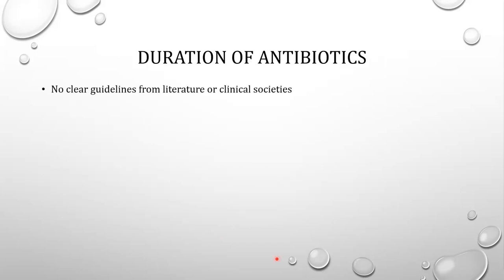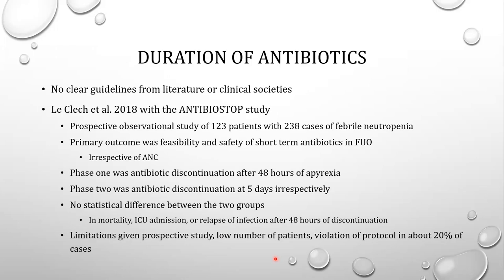So the major thing with this is trying to figure out, is it safe to stop antibiotics? Because if you have patients with febrile neutropenia who are maybe not getting filgrastim or Neupogen or things of that nature, and they're expected to have a prolonged low ANC, you can have antibiotics on for quite a long time with no source of infection. So there's been a lot of research into this, trying to figure out if there are good guidelines. There aren't. There are no clear guidelines from literature or clinical societies that give hard and fast rules. There have been some more recent studies since the previous guidelines were published.